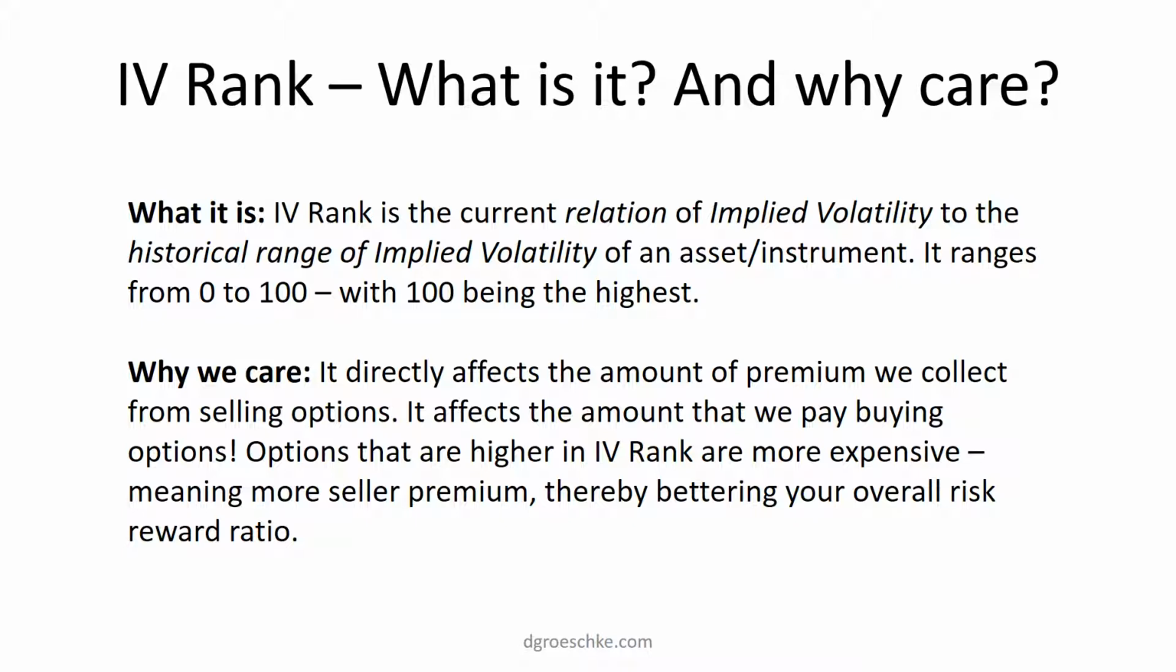In simple terms, it directly affects the amount of premium we collect from selling options. It affects the amount that we pay buying options. Options that are higher in IV rank are more expensive, meaning more seller premium, thereby bettering the seller's overall risk-reward ratio.